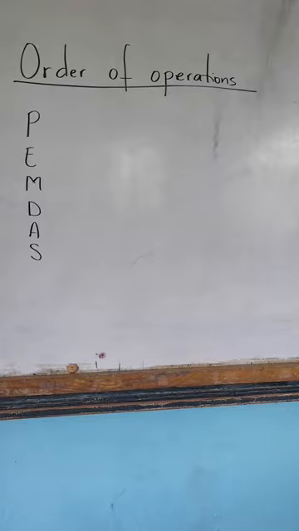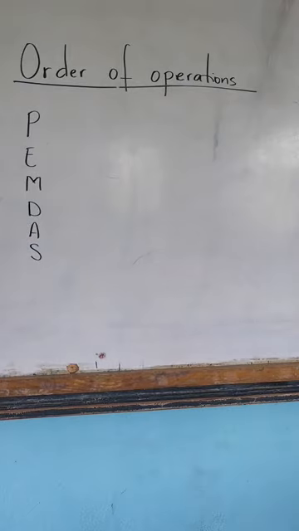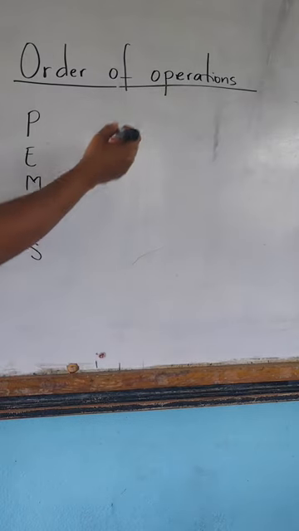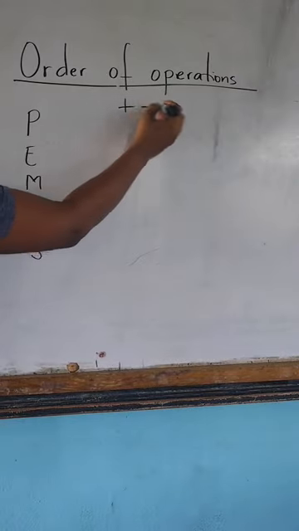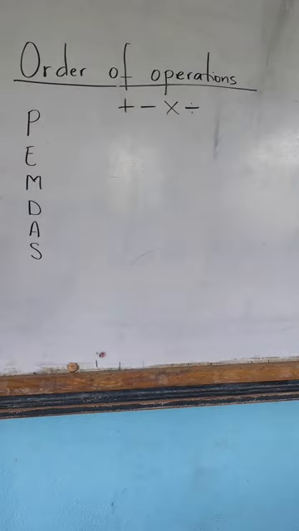Rhodes-Grierson. Today we're looking at order of operations. Now, one of the first things about order of operations is that you need to know what the basic operations are. So you should know that you have your addition, your subtraction, your multiplication, and your division. And these are your basic operations.